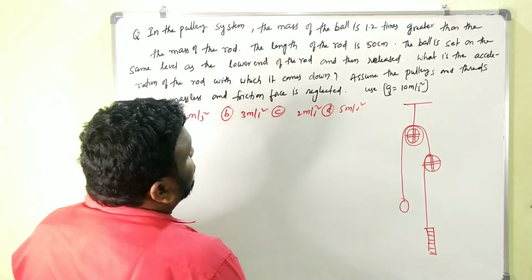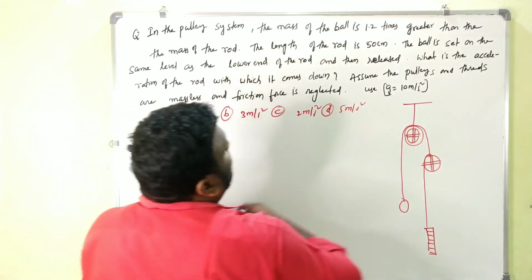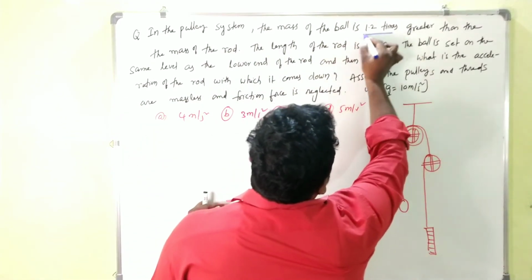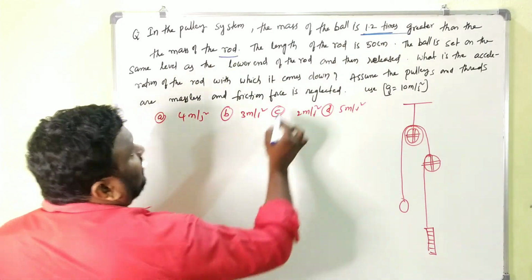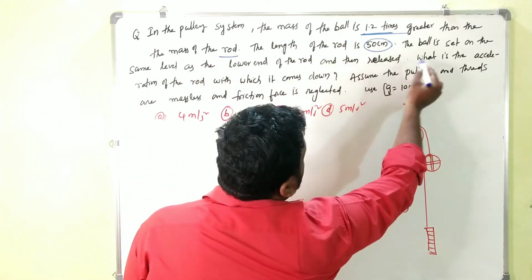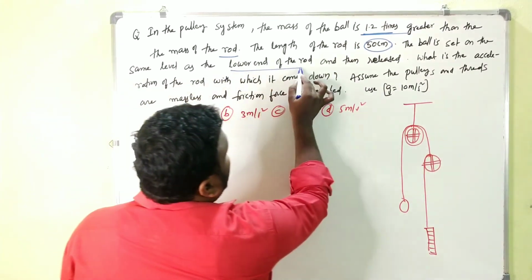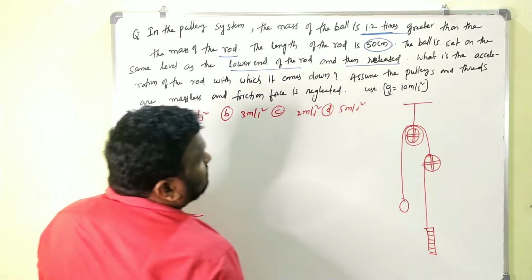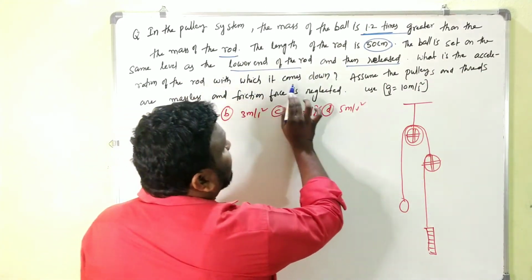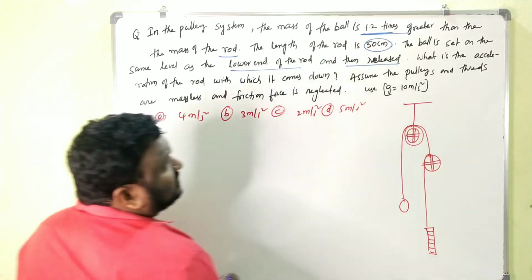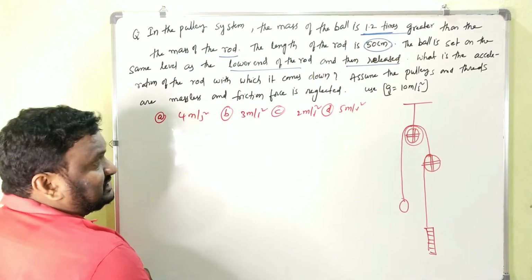The mass of the ball is 0.2 grams. The mass of the ball is 0.2 times greater than the mass of the rod. The length of the rod is 50 centimeters. The ball is set on the same level as the lower end of the rod and then released. What is the acceleration of the rod with which it comes down? Assume the pulleys and the threads are massless and friction force is neglected.